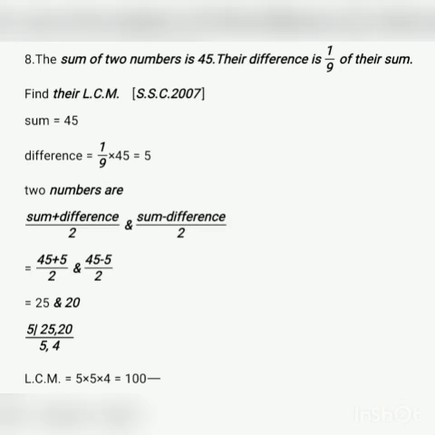Now, the sum of the two numbers is 45. Difference is 1/9 into 45, that is 5. So, now we will find the two numbers. The first number is (sum plus difference)/2, that is (45 plus 5)/2 equal to 25, and the second number is (sum minus difference)/2, that is (45 minus 5)/2, that is 20. Now we will find the LCM of 25 and 20, which is 100.